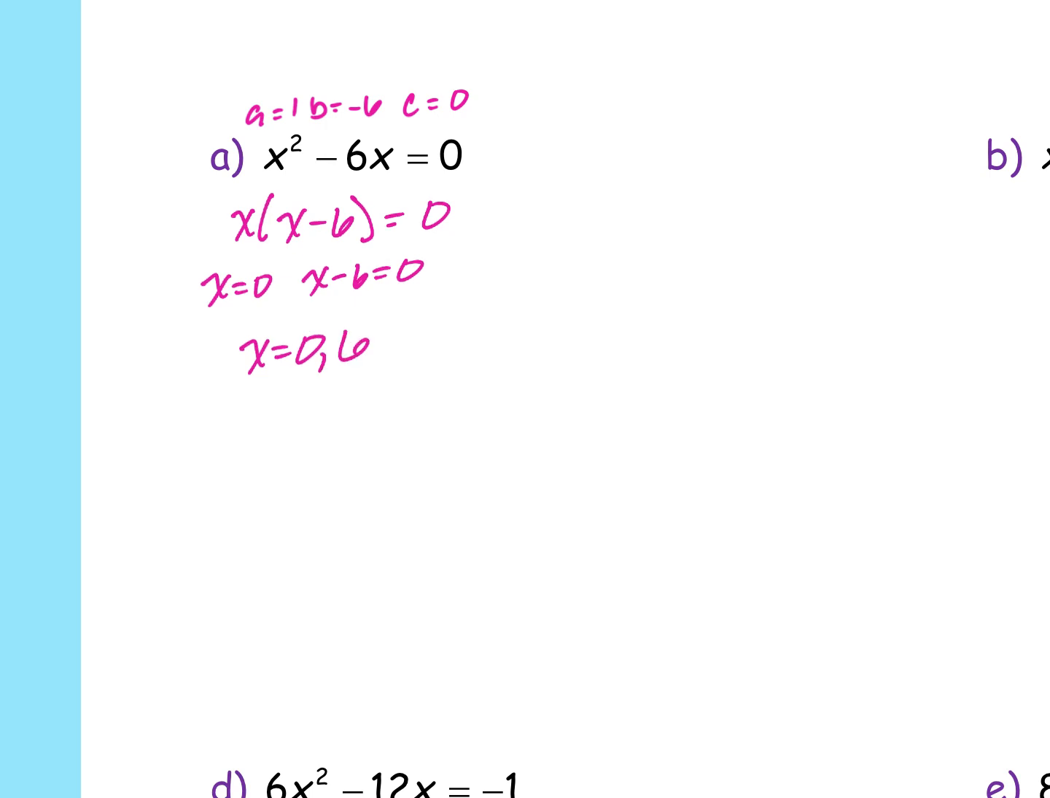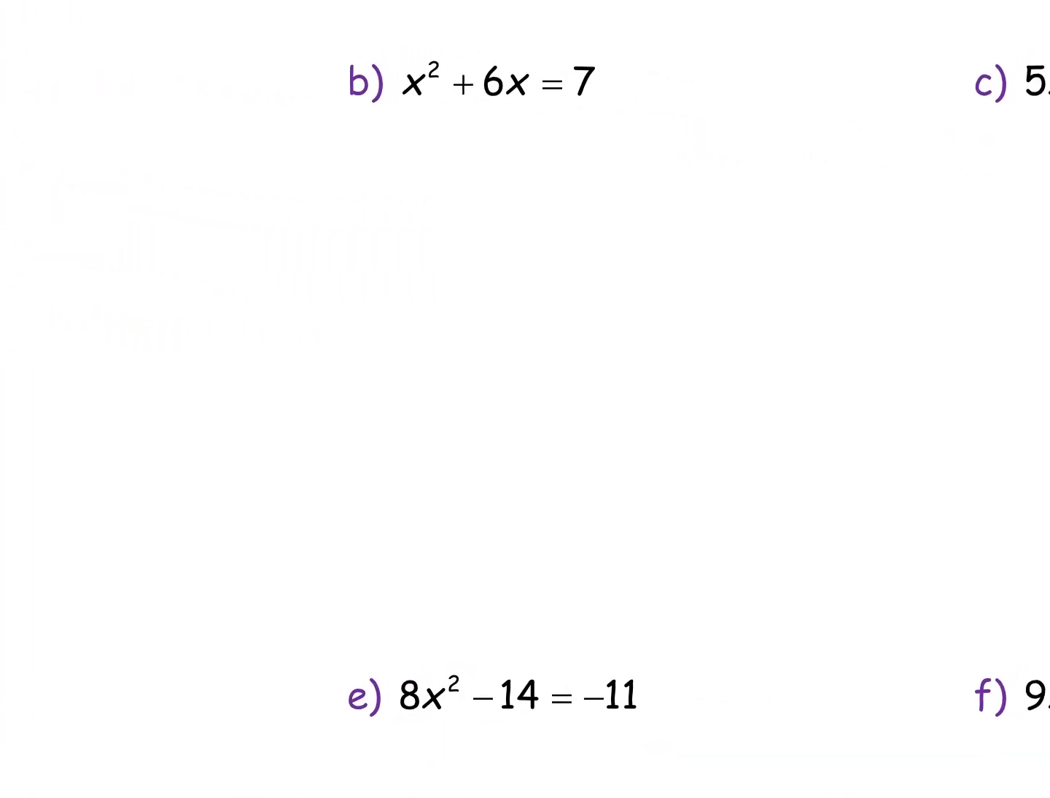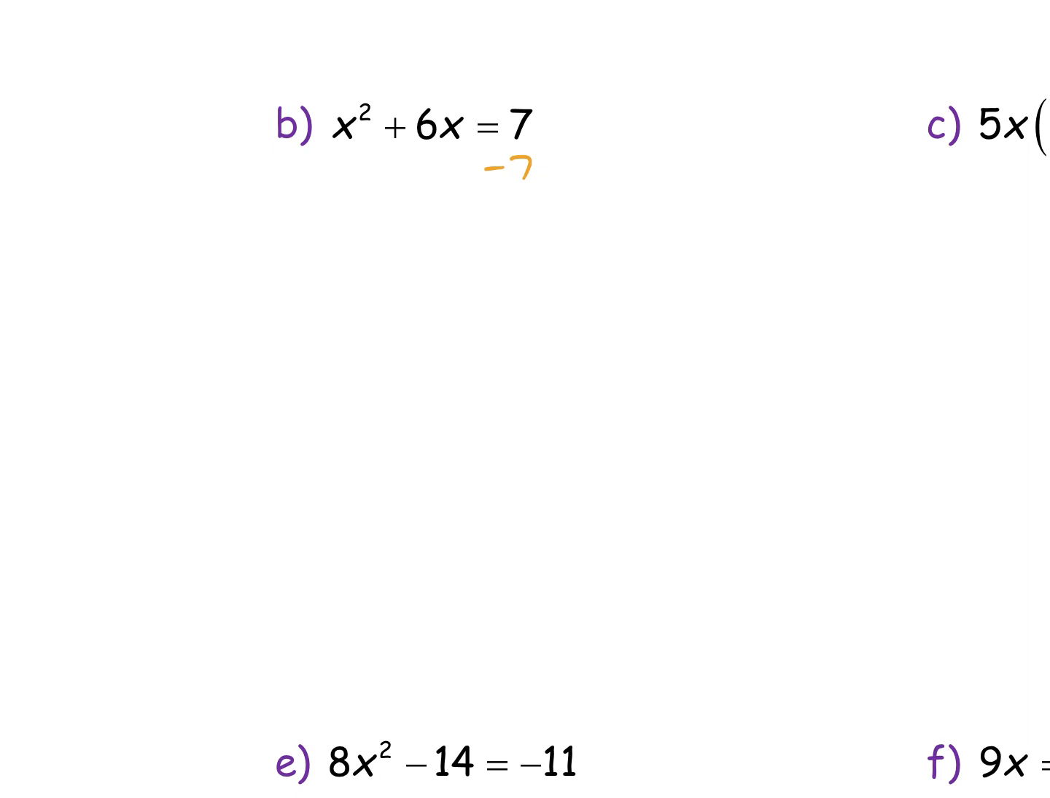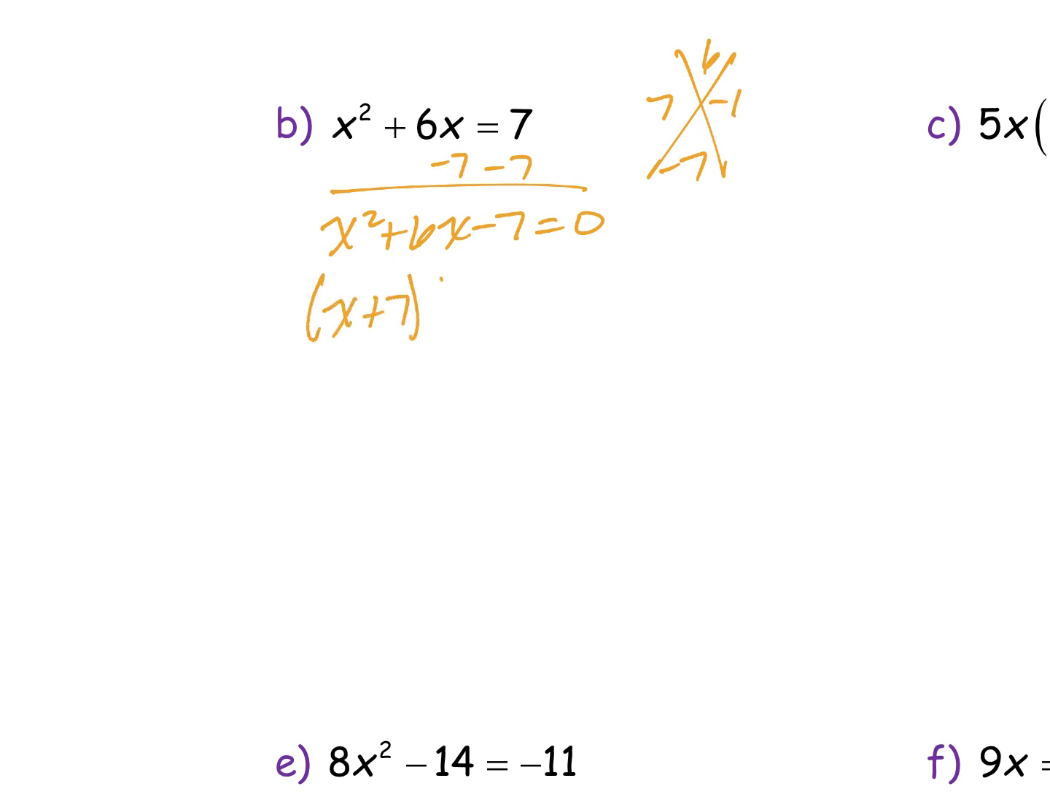For the middle one, I'm going to subtract 7, and I get x squared plus 6x minus 7 equals 0. I'm pretty sure I can factor this to 7 and negative 1. So x plus 7 times x minus 1 equals 0. So x plus 7 has to equal 0, or x minus 1 has to equal 0. So x is going to equal negative 7 and positive 1.